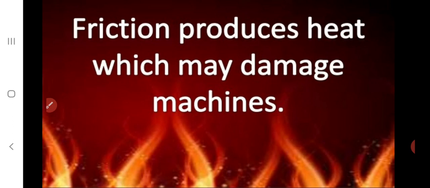This is usually observed between the moving parts of a machine. And actually, primitive human beings produced fire by rubbing stones, isn't it? That rubbing is evidence of friction. It's due to that friction, when we rub two stones against each other, that sparks and fire are produced. So friction produces heat which may damage the machine.